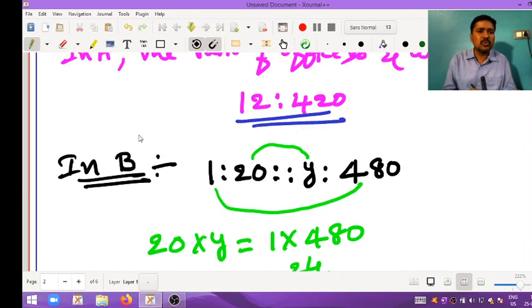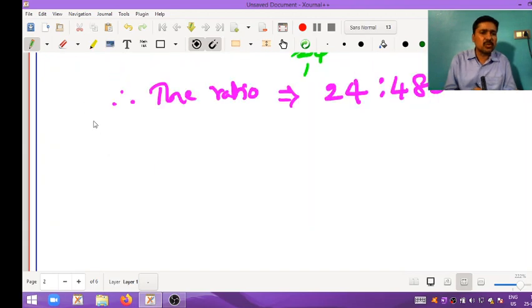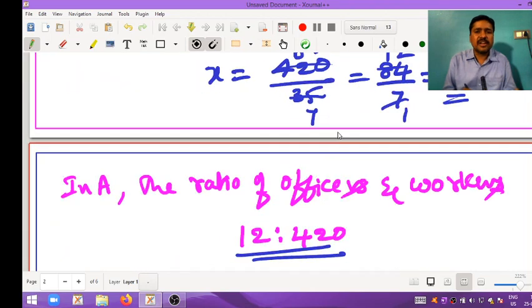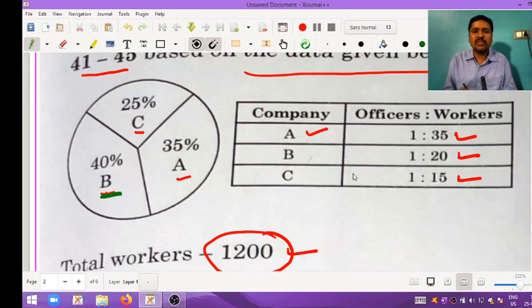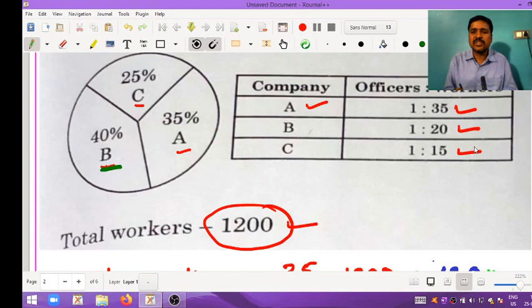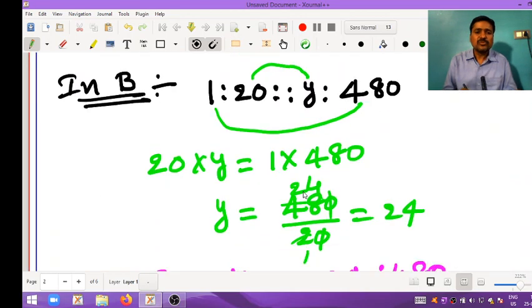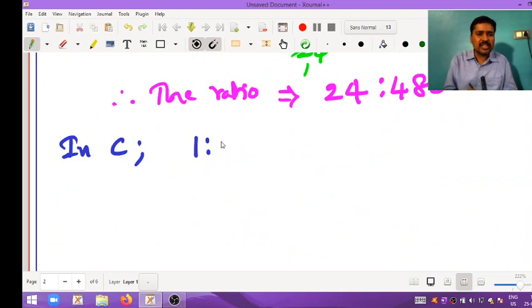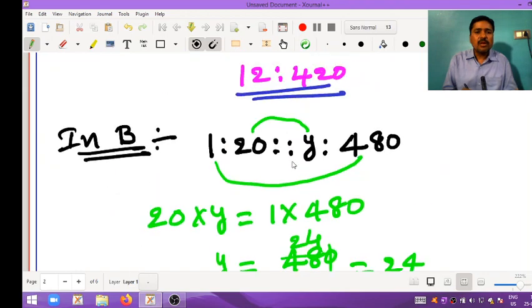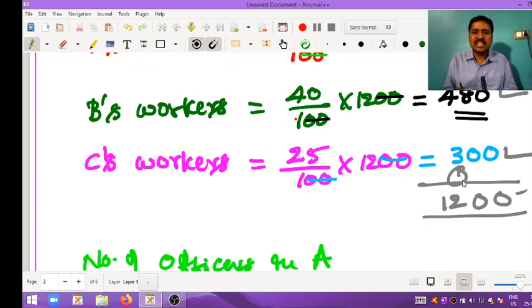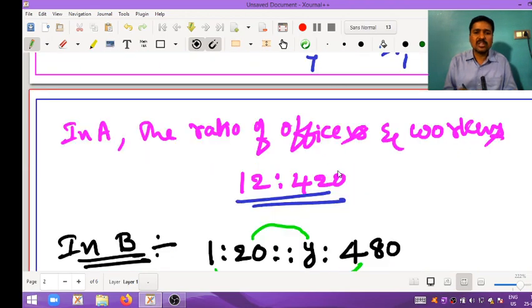Similarly, we have to do the same in company C also. In company C also we want to find the number of officers. For that, what is the ratio of officers and workers? It is 1 is to 15. As we don't know the number of officers, we keep it as z. So how many workers are there in company C? 300 workers.